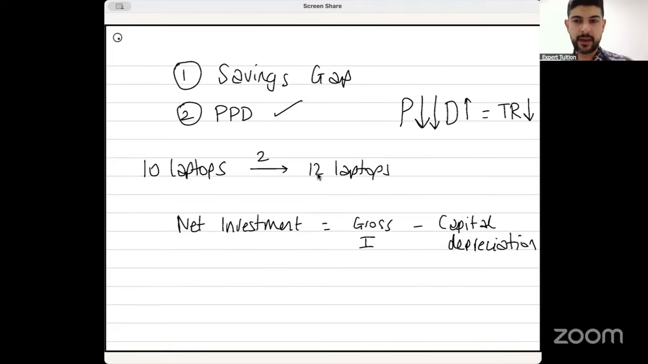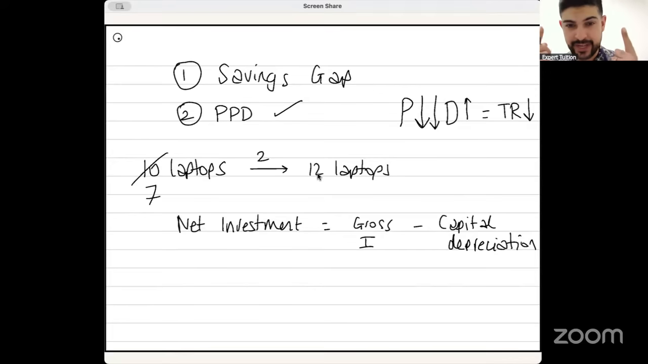It basically means that I want to look at how many laptops we added to our economy, but I need to minus from the 10 that were already there: how many of them have stopped working? How many of them are just there and we don't use them anymore? Because hypothetically, let's assume that of the 10 laptops that we had in the economy, three of the laptops weren't actually being used that year.